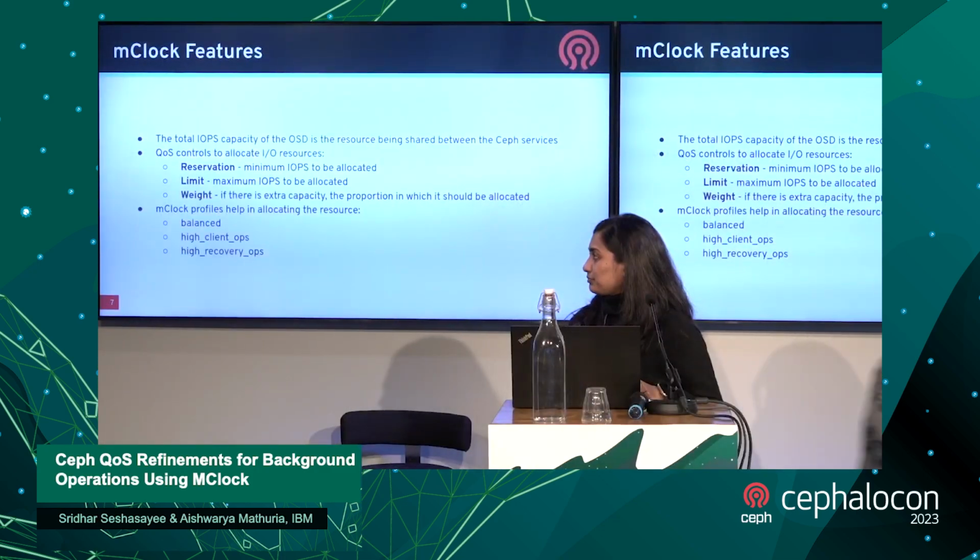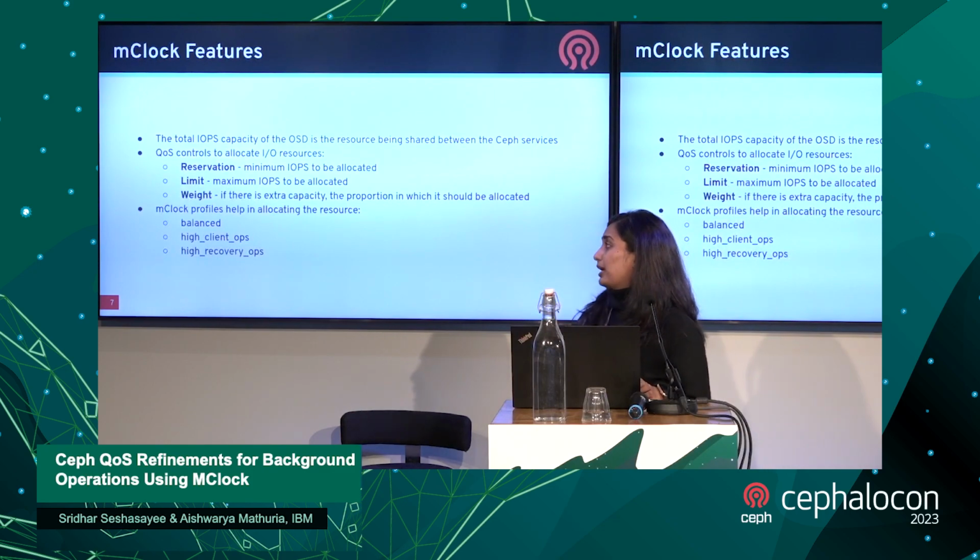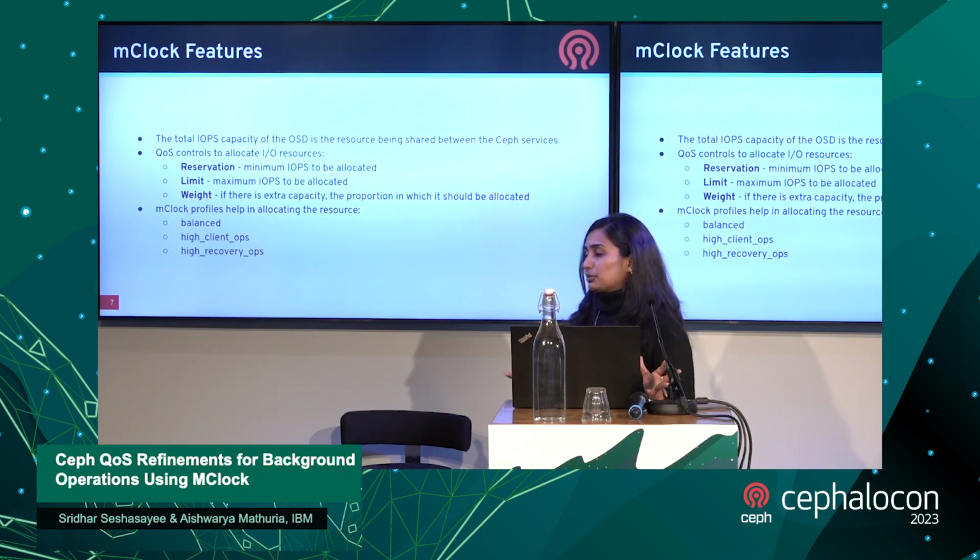So looking a little deeper into MClock. Like I mentioned before, MClock uses the total IOPS capacity of the OSD, and that's the resource that is being shared between the Ceph services. The QoS controls that MClock uses to allocate these IO resources are 3 parameters. The first one is reservation, which defines the minimum IOPS that will be allocated to a particular client.